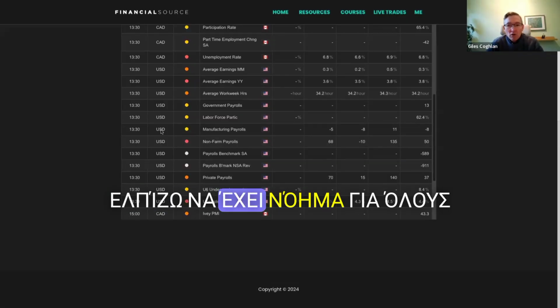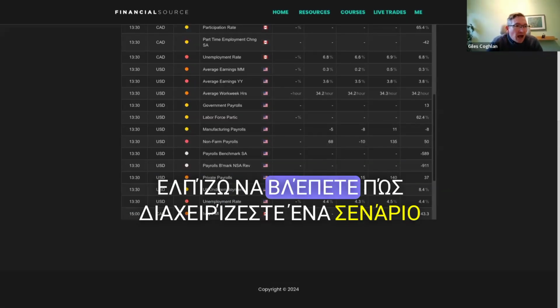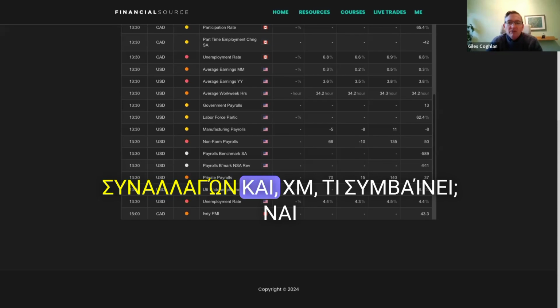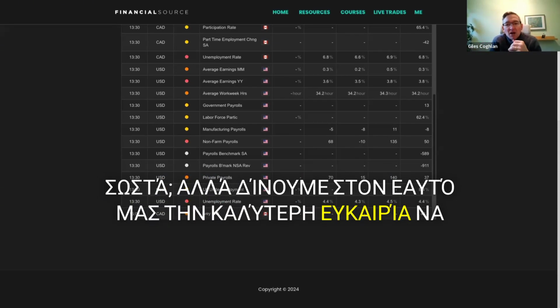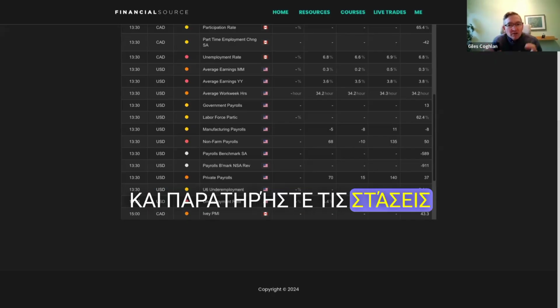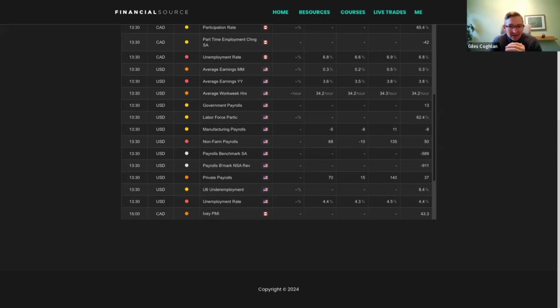Folks, hope that all makes sense. Hope you can see how you're dealing with a trade scenario when there's nothing really on, right? But we're giving ourselves the best opportunity to take advantage of it. And notice the stops. They're teeny.